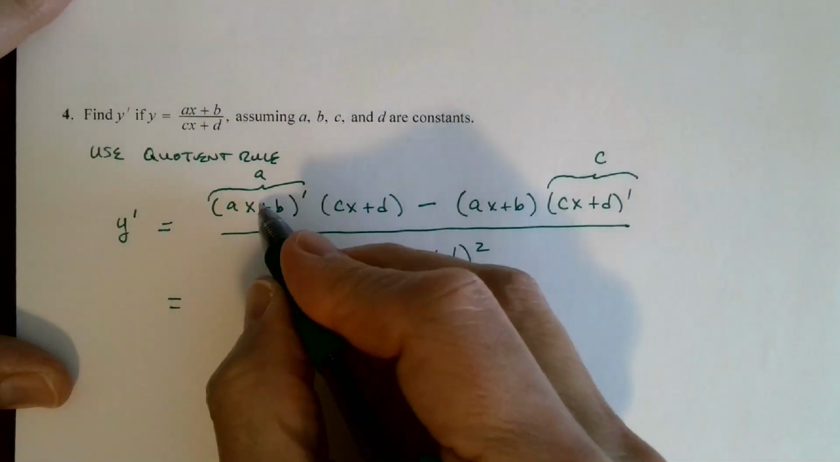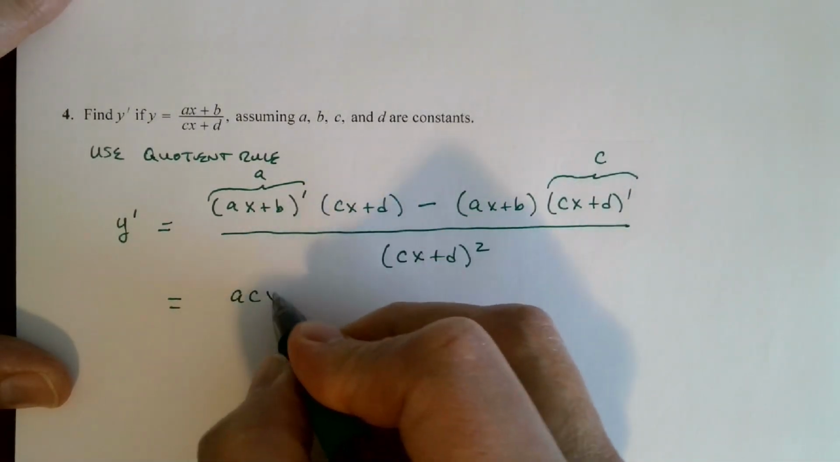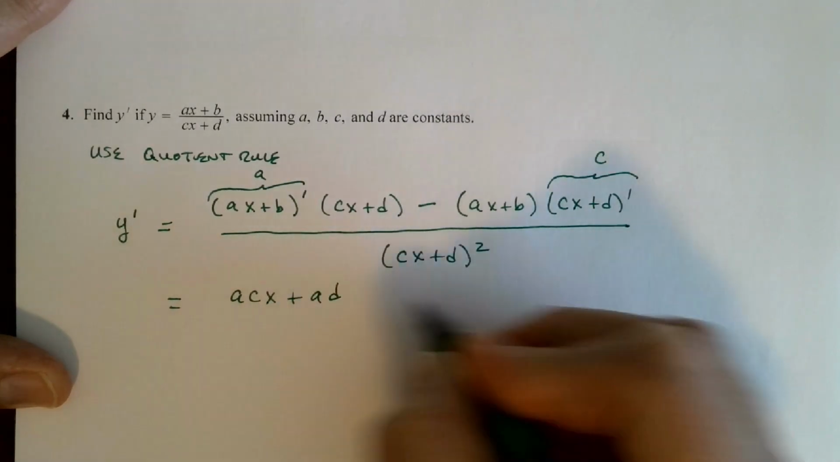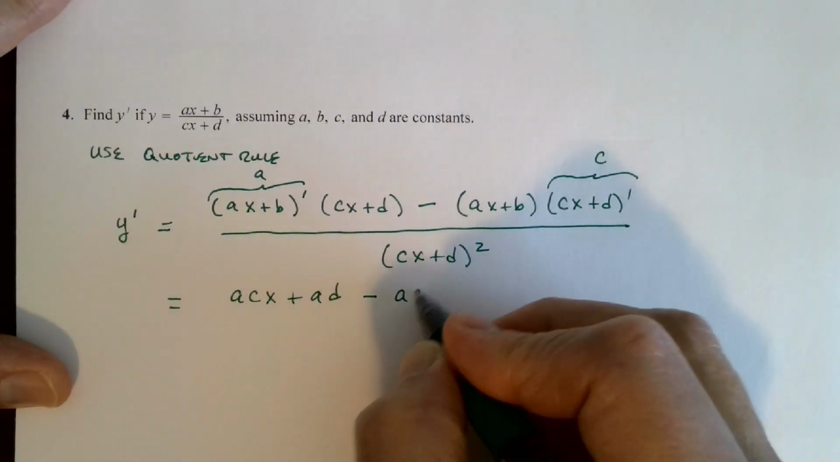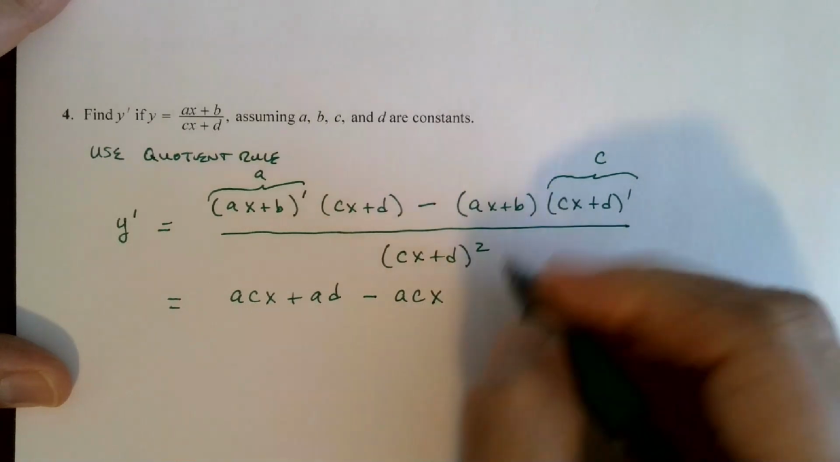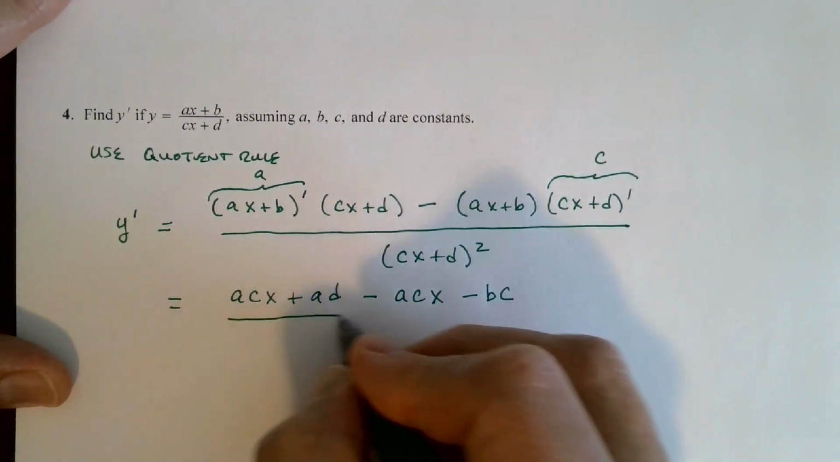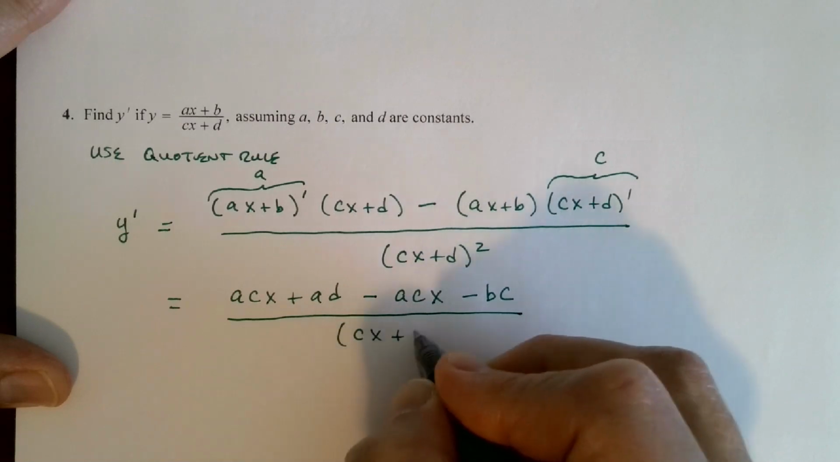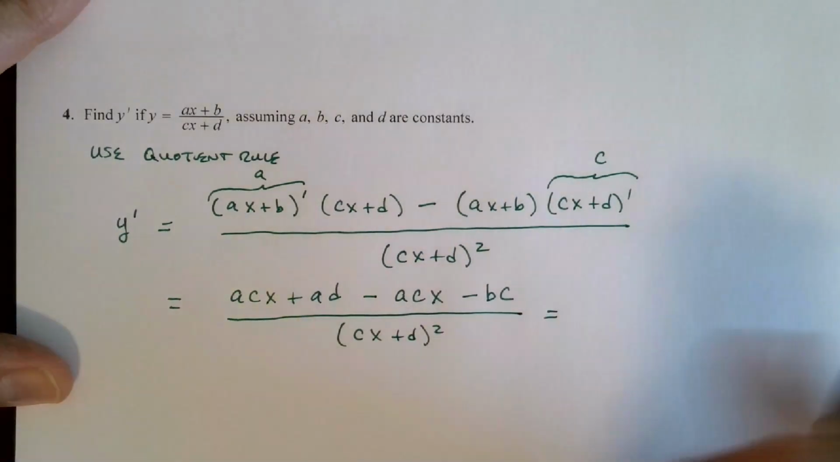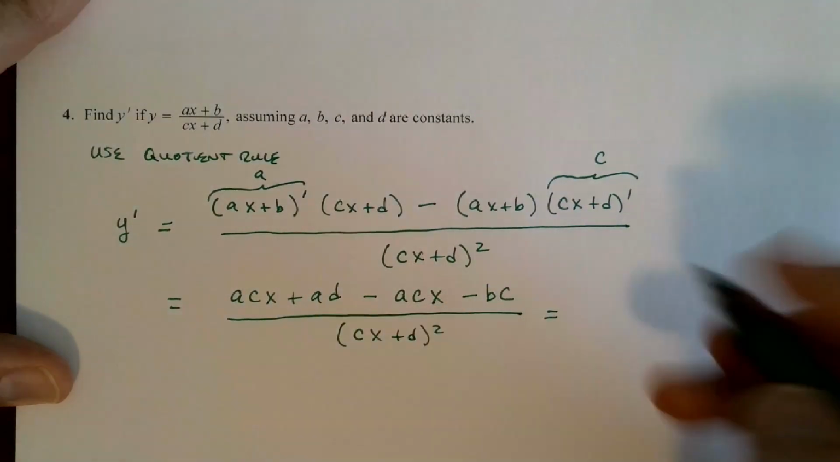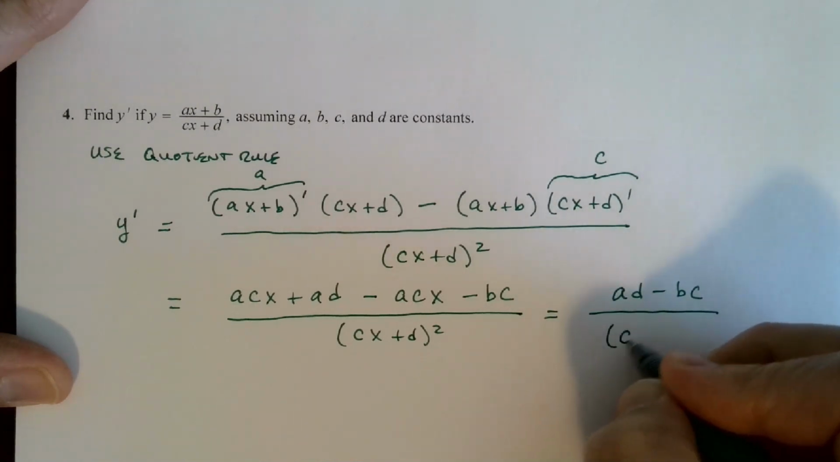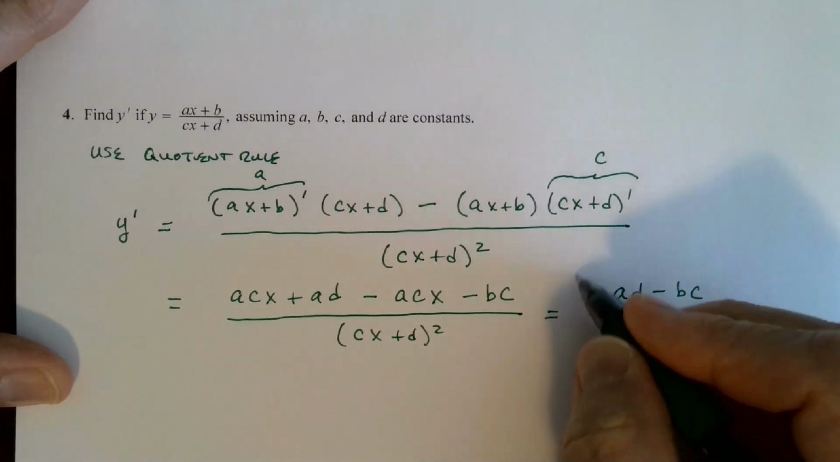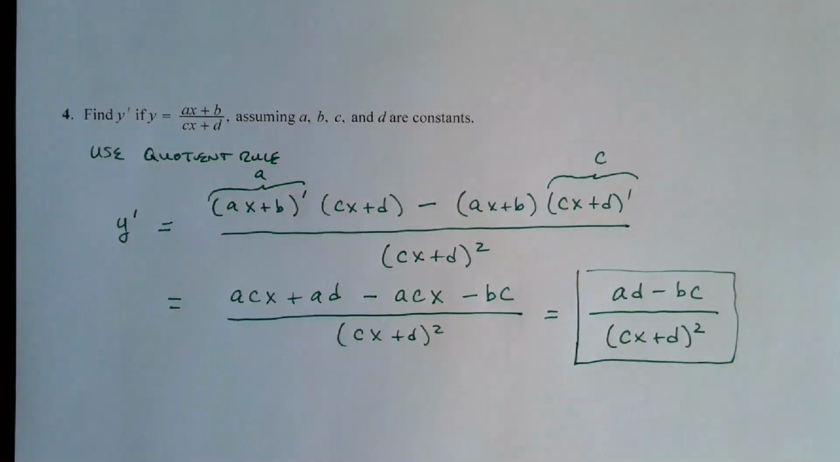So if I distribute this a over the cx plus d, I get acx plus ad. And then here I get minus ax times c, which is minus acx. Minus b times c is minus bc. And notice acx minus acx is 0. This simplifies down to just ad minus bc. And there's your derivative in terms of the constants a, b, c, and d.